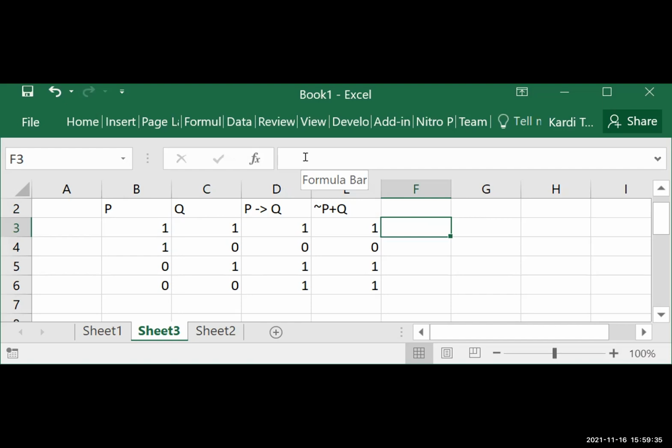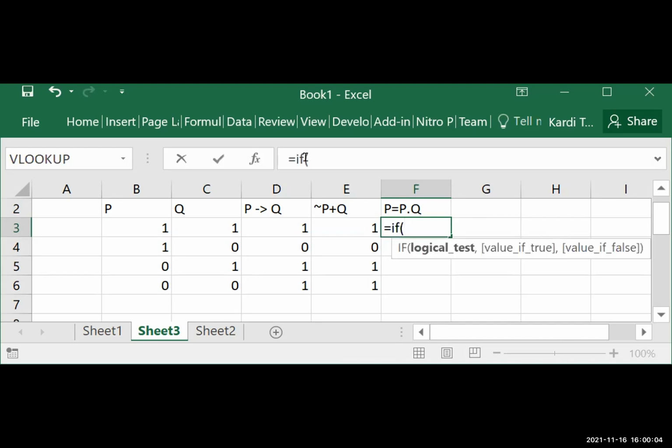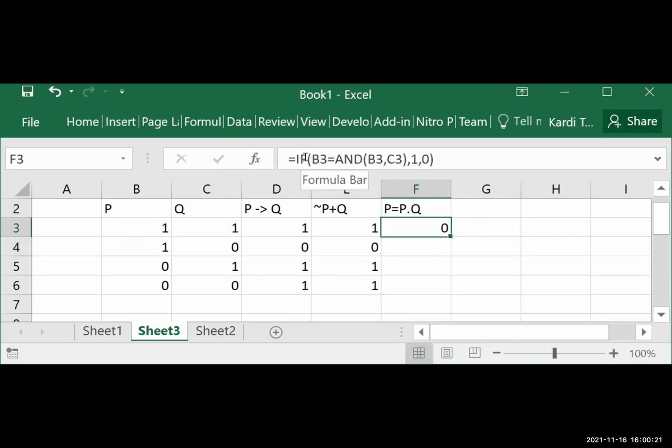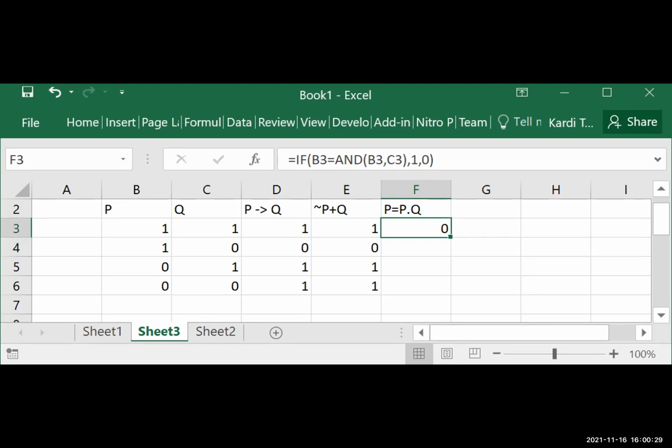Is there any question here? Oh, I can also make it another way. This is the same as P. The same as P equals P AND Q. Is it? Let's prove whether it is true or not. So how to do that? You would just say if P equals AND of P and Q, then 1, otherwise 0. No. P equals P and Q. That is correct.